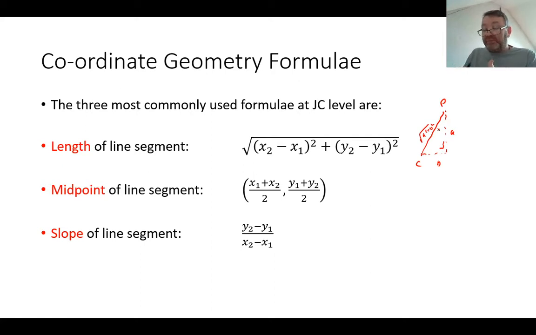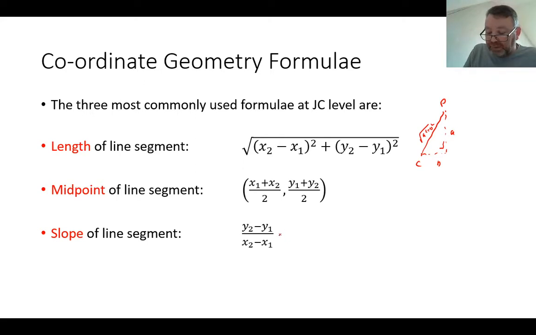Are we given the line represented by 2 points? Are we given the line represented as a graph? Are we given the line represented as an algebraic equation? So, depending on what way the line is presented to you, that will dictate how you're going to calculate the slope.